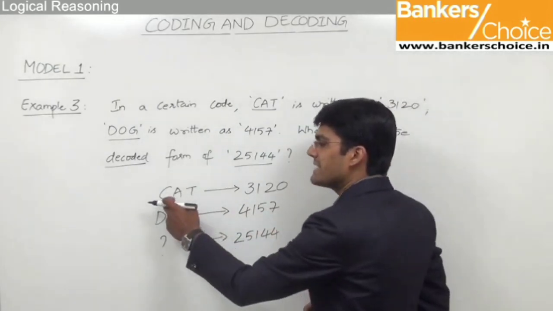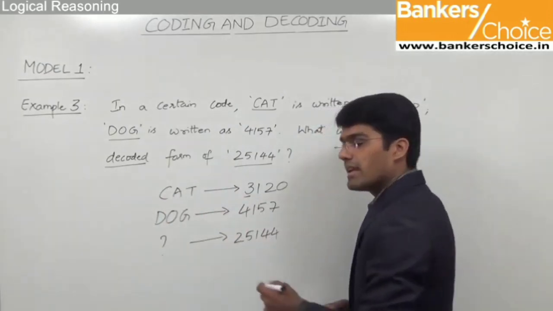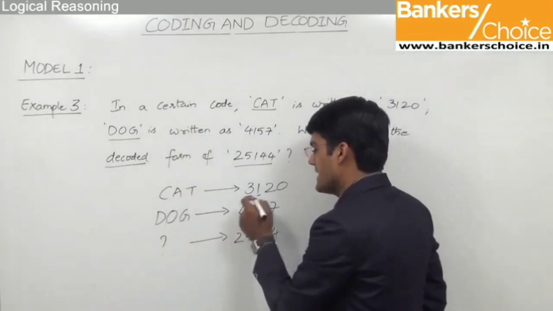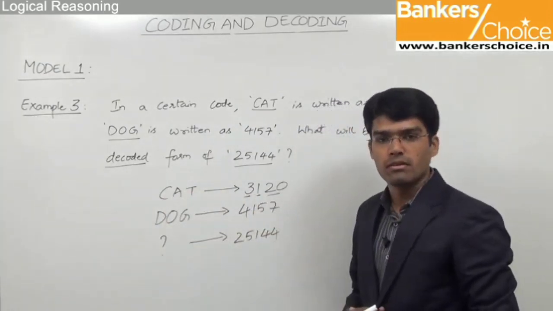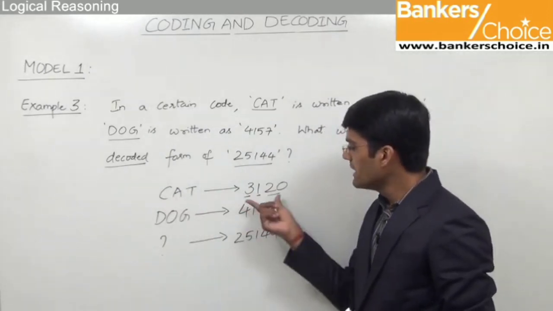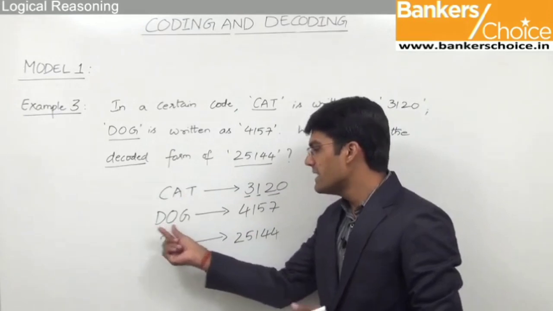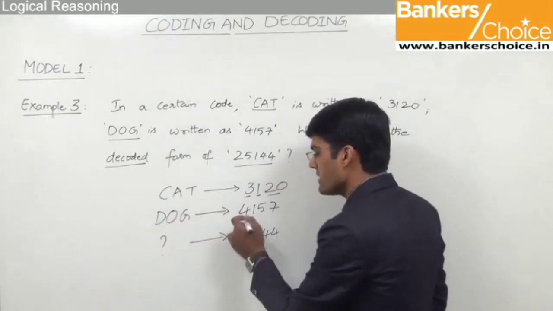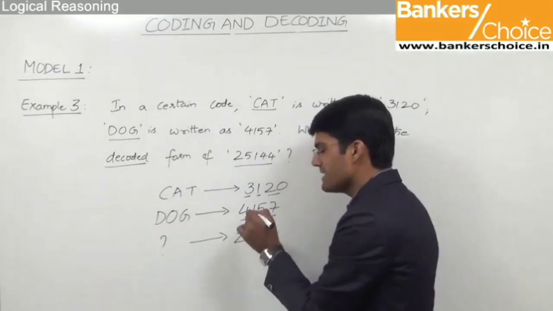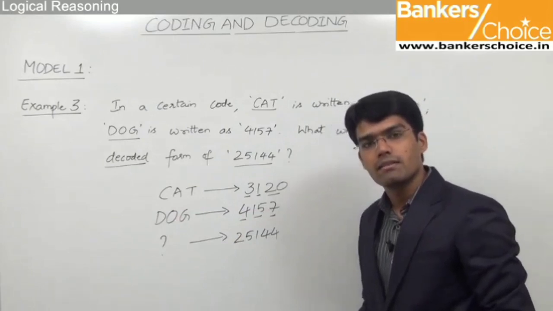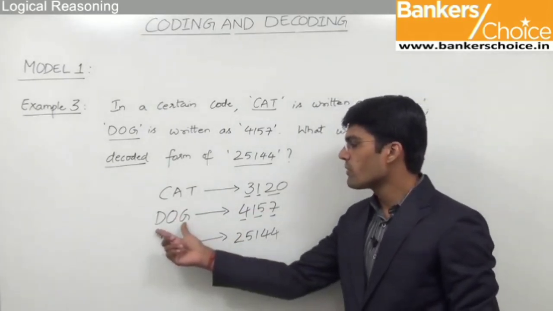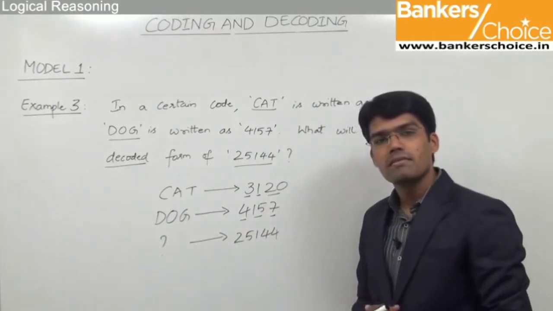As we know that C is the third letter, A is the first letter, and T is the 20th letter in the alphabetical order, the code for cat will be 3120. In case of dog, we know that D is the 4th letter, O is the 15th letter, and G is the 7th letter in the alphabetical order. So that's how we get the code for dog as 4157.